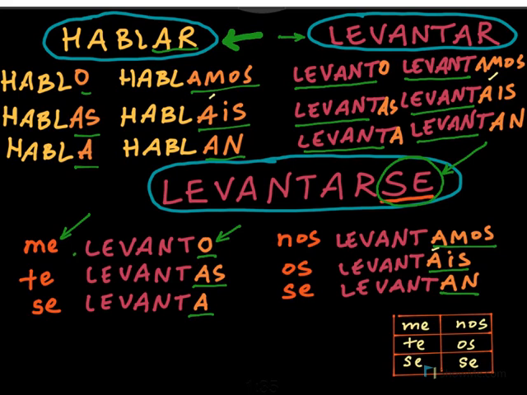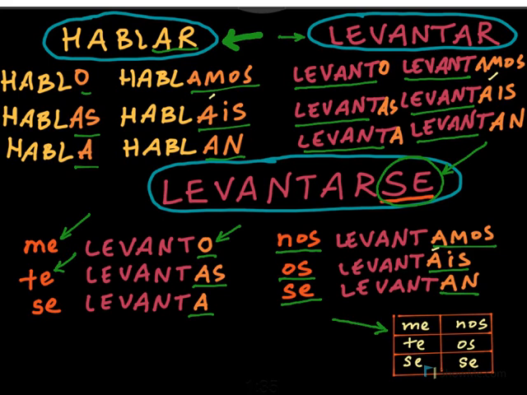Then te, and you have this little table that you already memorized, will be te levantas, you get yourself up. Se levanta, he, she, you sir, you madam, get up. Nos levantamos, we get ourselves up. Os levantáis, only in Spain, will be you guys get up. Se levantan will be you get up in Latin America, or they get up. Literally, it is they get themselves up.